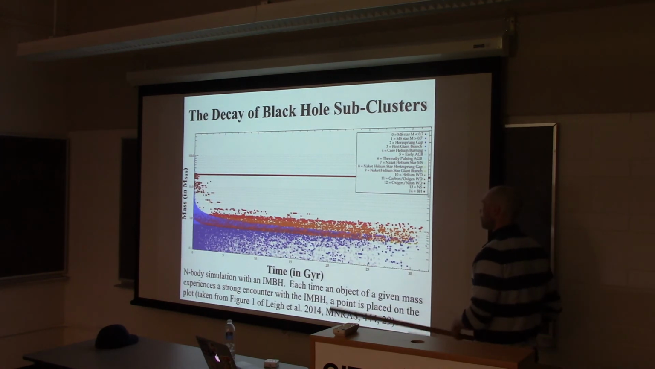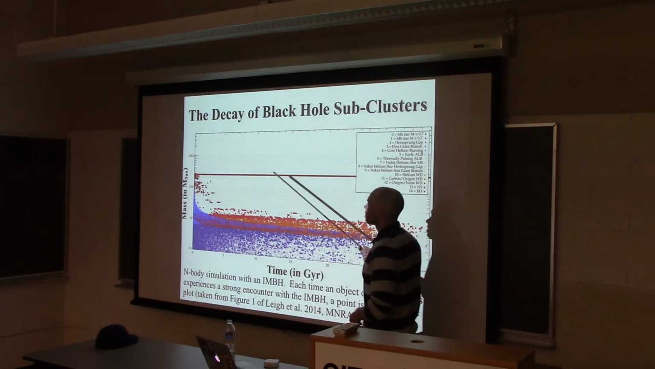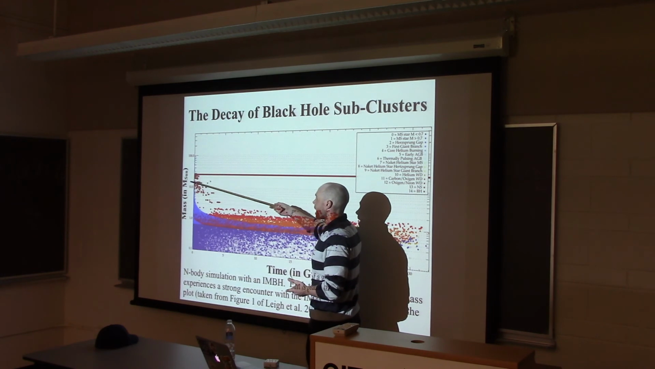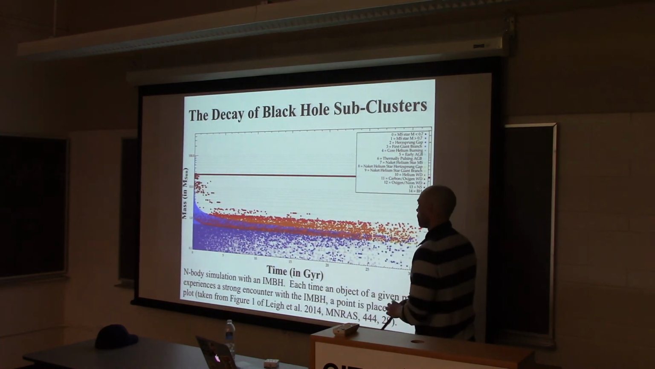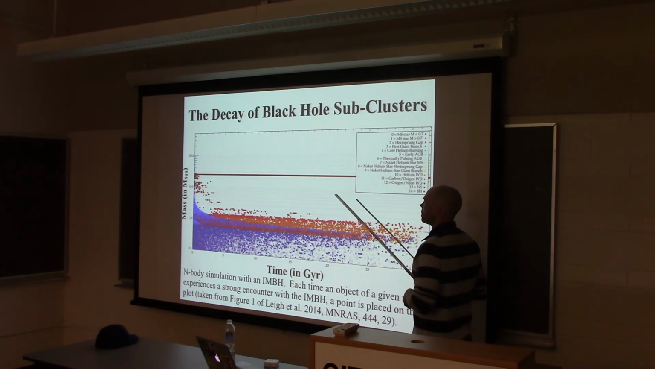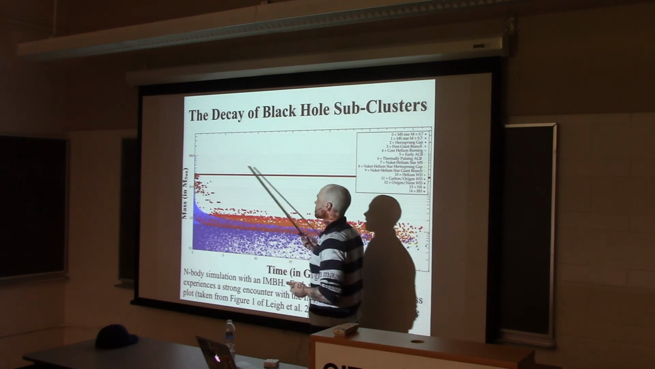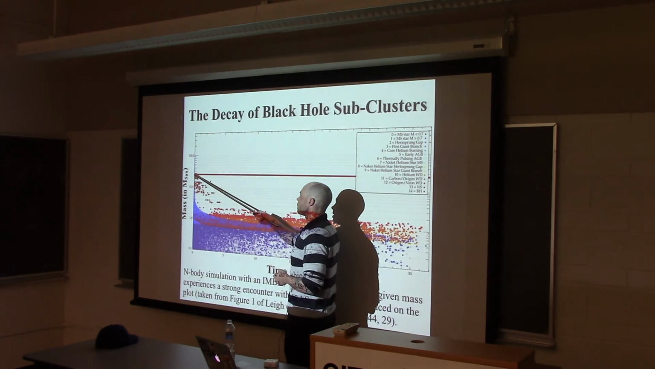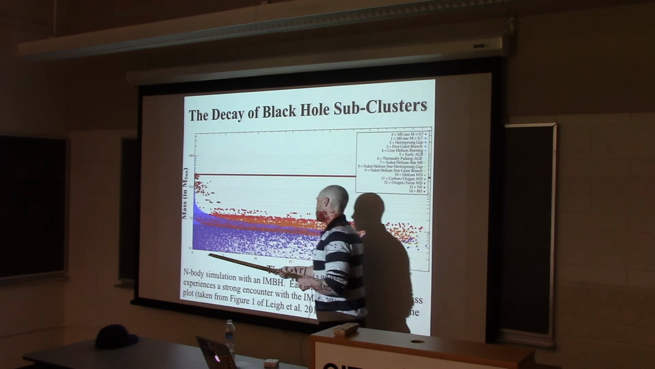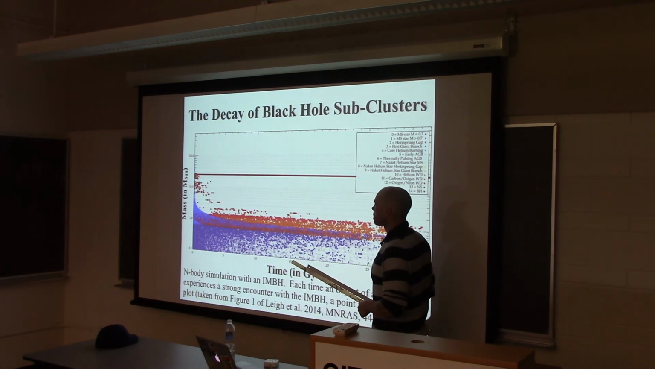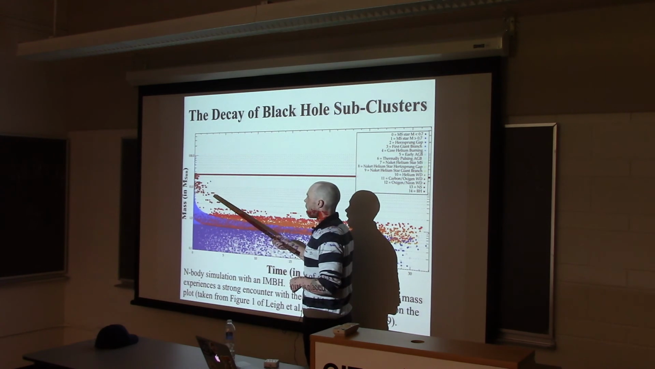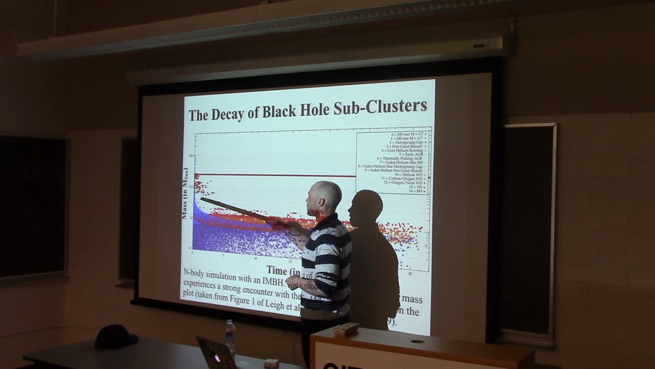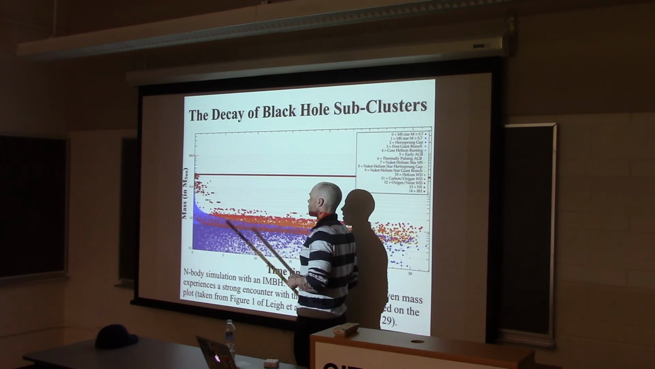This is just an N-body simulation with some black holes, including one particularly massive black hole with a total mass of about 200 solar masses. This is work I did with Nora Lutskendorf. We have a particularly massive black hole at the very center of the cluster. This is time in gigayears on the x-axis and mass in solar masses on the y-axis, and every time an object has a strong interaction with the central IMBH, you put a point on this plot.